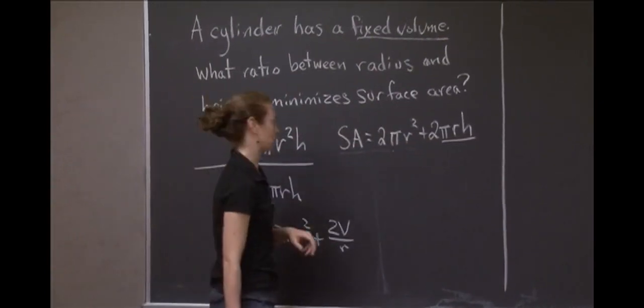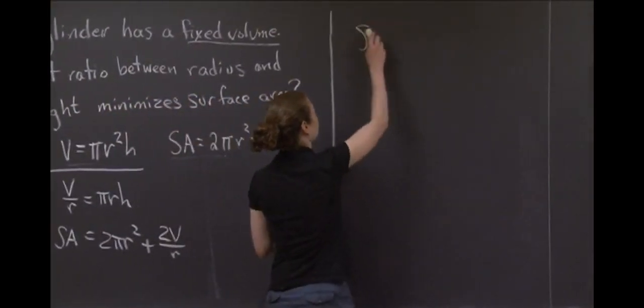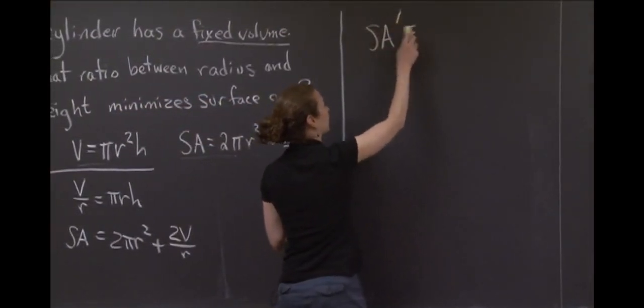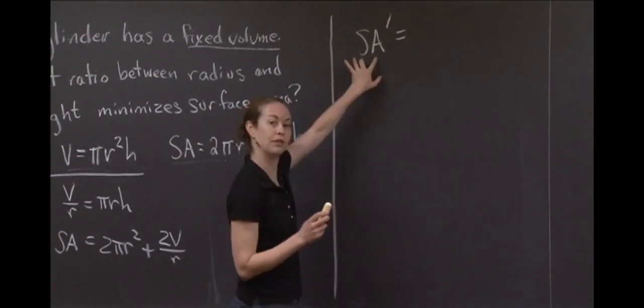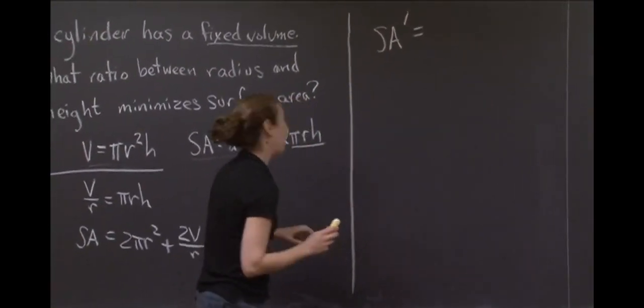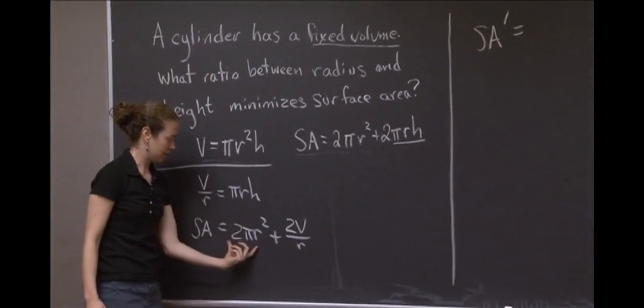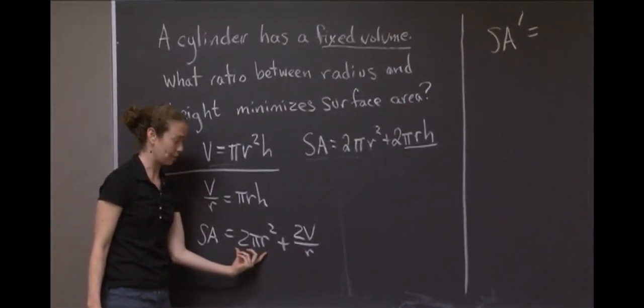You'll see I'm going to do another trick. But let me first take the derivative I need. Surface area prime, this is the derivative with respect to r. I have 2 pi r squared. That derivative with respect to r is 4 pi r.